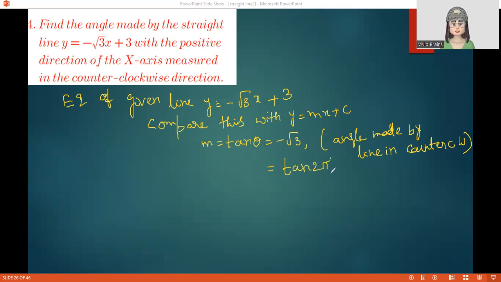Tan 2 pi upon 3. Okay, so alpha is equal to 2 pi upon 3. That is all they ask us to find: the angle made by the line. Whenever we find the angle made by a line in the counterclockwise direction, it is equal to 2 pi upon 3, just by comparing with the general equations. This applies to almost all of the questions. Let us move to the next question.